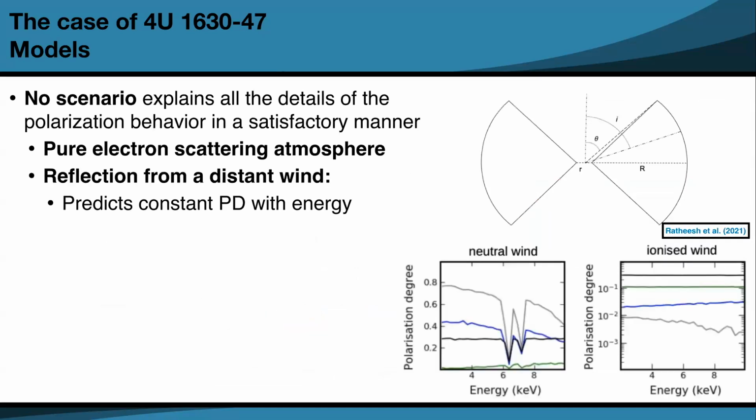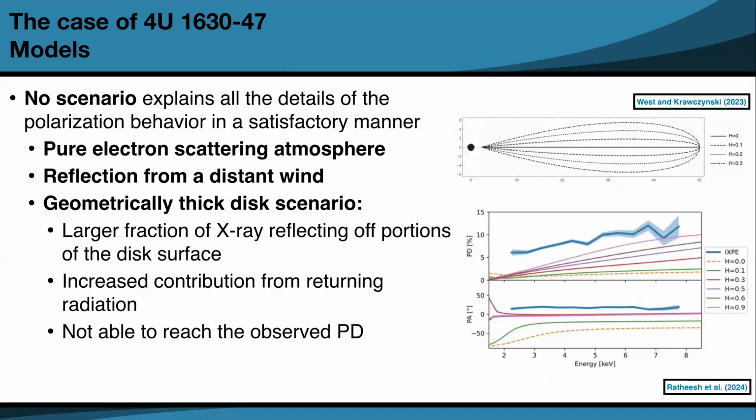Another model that was proposed is that the polarization is due to reflection from a distant wind that, as I said, was detected in the source. However, simulation of the polarization degree expected from this reflection suggests that it should be either constant or decreasing with energy, so very different from the one observed. And also the disappearance of the wind in the second observation suggests that this scenario is not able to explain the data.